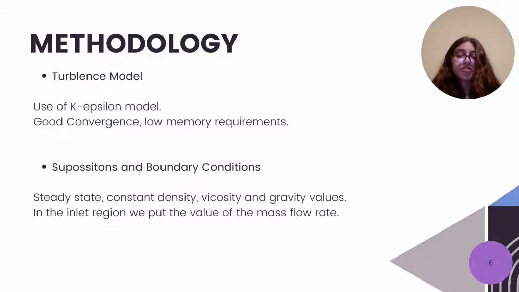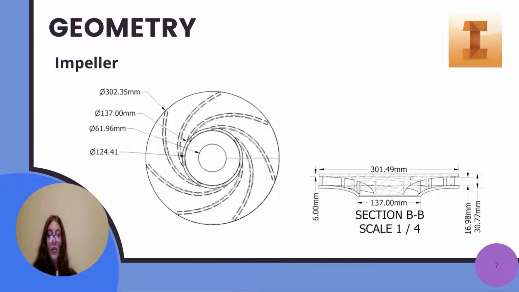In terms of suppositions and boundary conditions, we assume a steady state, a constant density, and the values of the viscosity and gravity. Also, in the inlet region, we put the value of the mass flow rate. This is the geometry for the impeller. You can see the inclination of the blades backwards, and the tips of the blades are rounded. Also, you can see all the dimensions and the principal angles that the impeller contains.